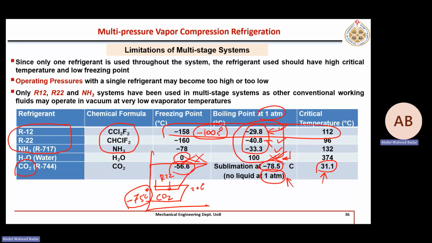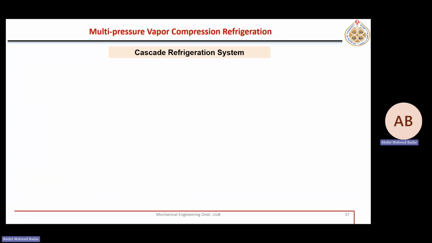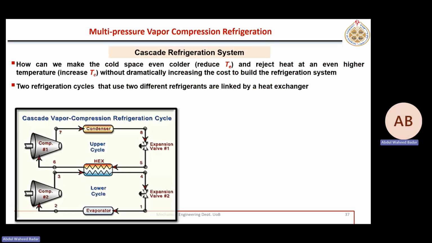That is called multi-stage system. Okay, I discussed everything here. Now you have lower cycle, a different fluid, another cycle, different fluid. And this is actually a condenser for this one, but evaporator for the upper one. This heat exchanger is evaporator for the upper cycle, and condenser for the lower cycle. This is called cascade vapor compression refrigeration system. Cascading, it is called.